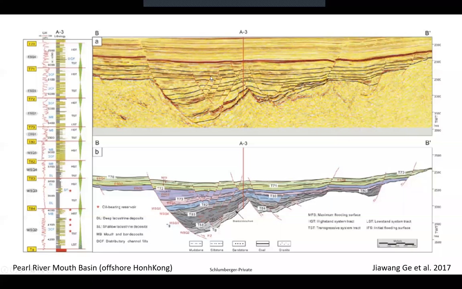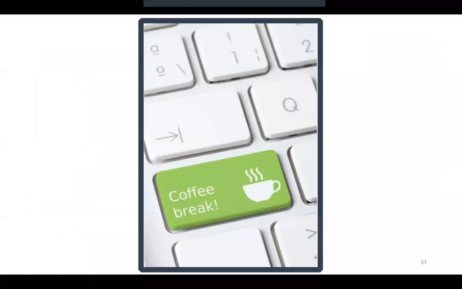A very nice image. And I think after 40 minutes, let's open the line for a couple of questions before we go to the second part, which will be in Russian, as promised.